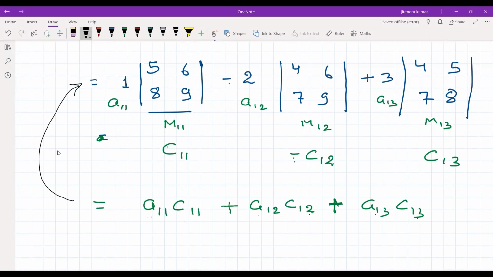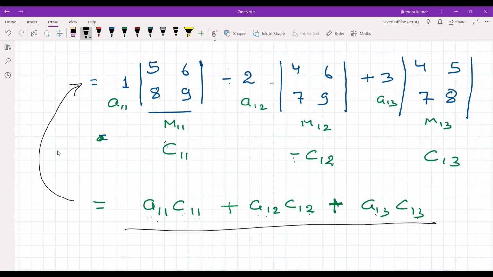You can see A11 is 1, and C11 is equal to the determinant 5, 6, 8, 9 only. Then A13 is equal to 3, and C13 is positive only, so this is the determinant 4, 5, 7, 8. So no issue with these two. Now in case of A12, which is 2 here, we just have to take care of the negative sign, but we know that C12 will be equal to negative of the determinant 4, 6, 7, 9, and the minus sign is here, so that negative sign will get compensated. So we can write it like this: A11 C11 plus A12 C12 plus A13 C13.